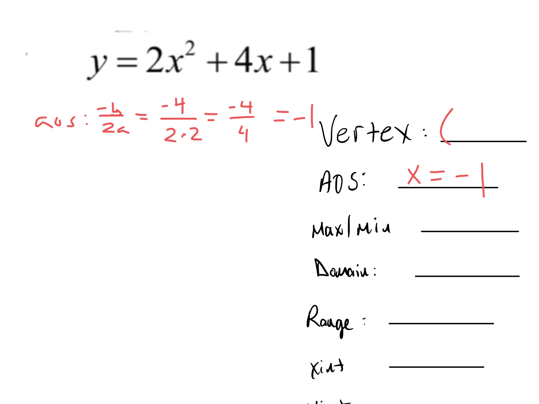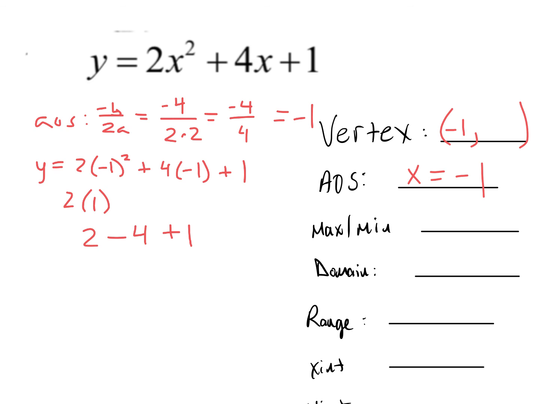What's the first number in our vertex? -1. How do we find the second number? Plug it in. So we have y is equal to 2 times -1 squared plus 4 times -1 plus 1. So 2 times -1 squared would be just 2. And then 4 times -1 is -4. So 2 minus 4 plus 1 is what? -1. So our vertex is -1, -1.